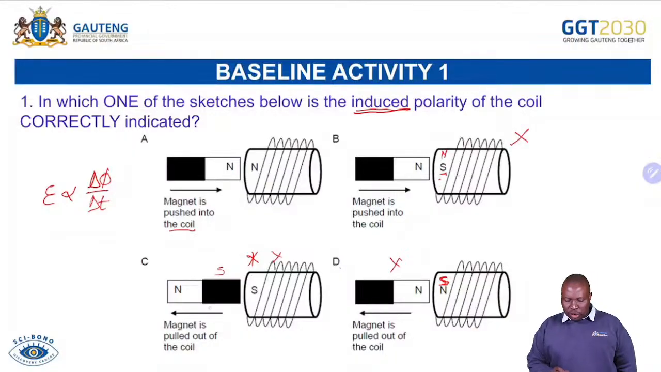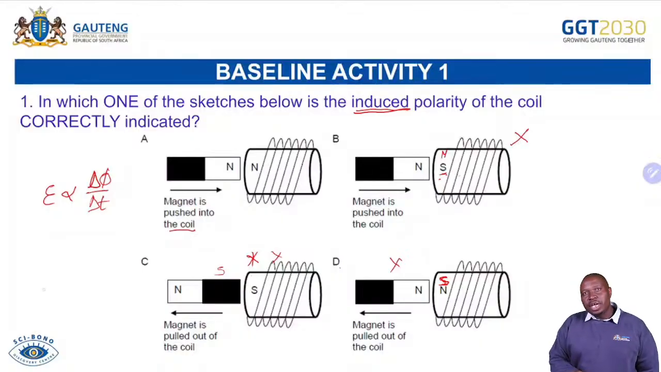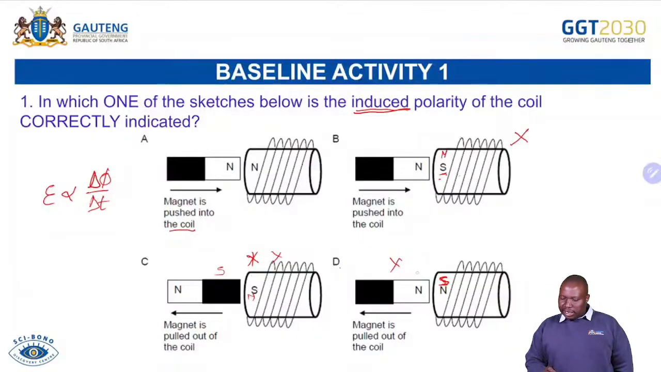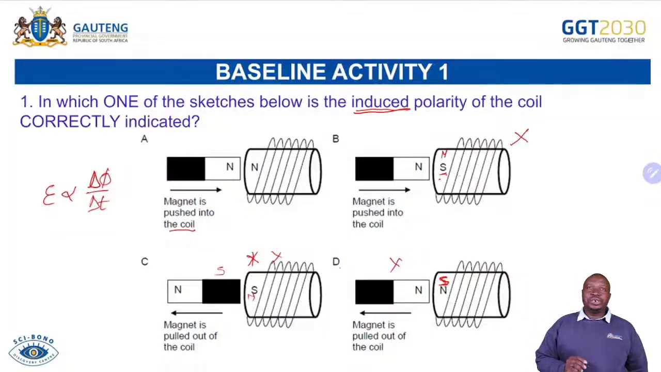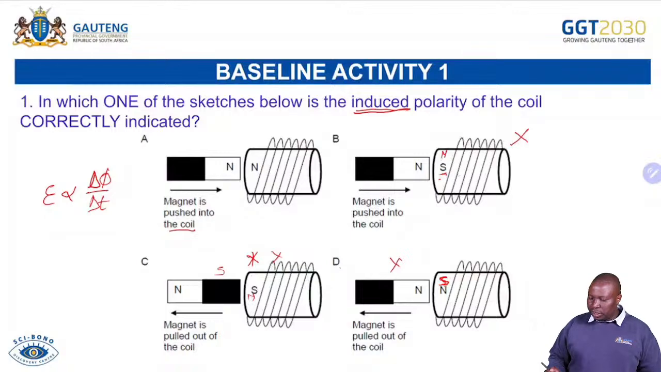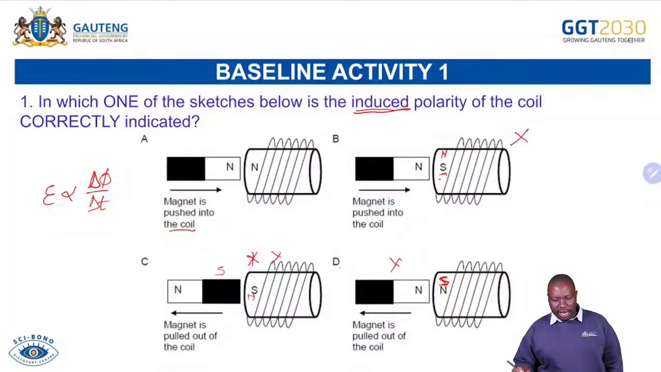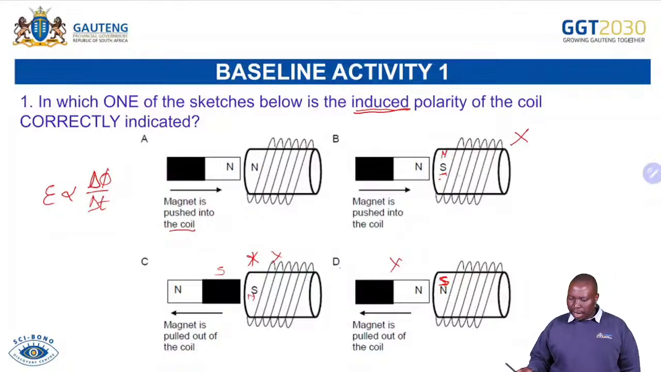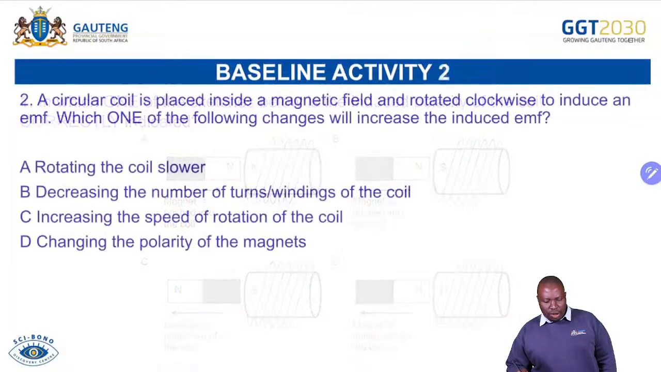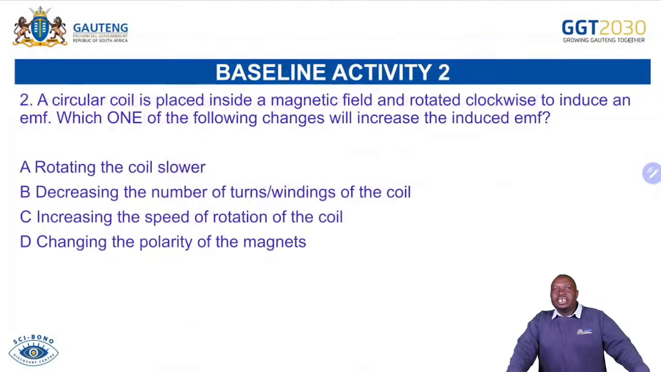C is wrong, because when the south pole is moving away, you expect that the coil must be north so that it can pull it back. The same with D. When the north moves away, this must be south. So you can see that the only option that is correct is the answer we have given as A. Now we move to baseline activity number 2.